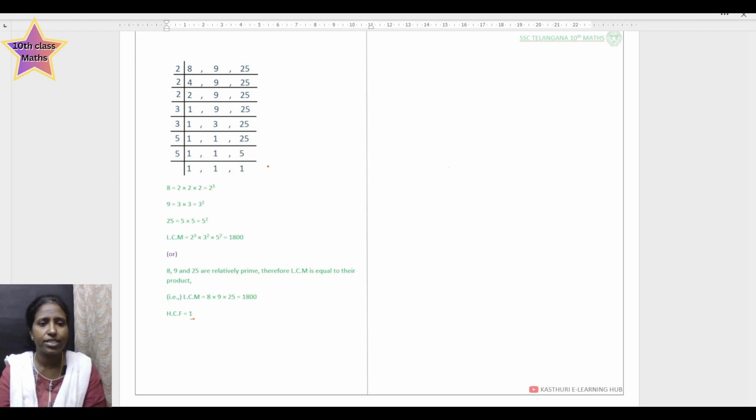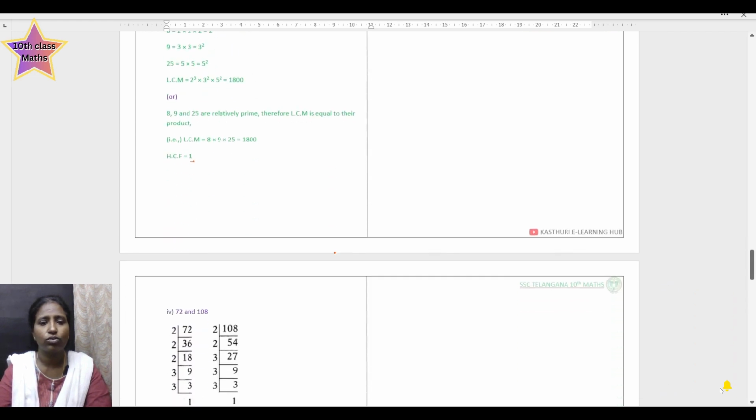If you see the LCM, first take common. Nothing is common. So you'll multiply all of them. 2 cube into 3 square into 5 square. Okay, what do you get? That is 1800. Okay, we go to the next one.